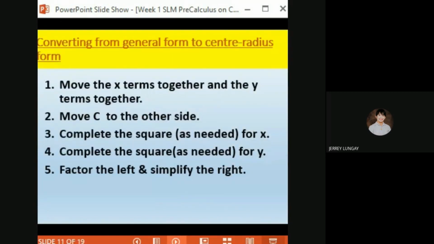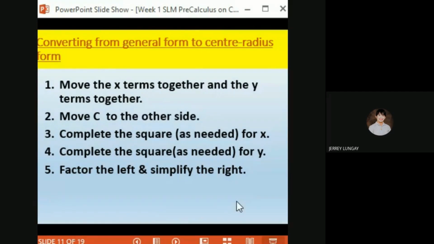Okay. Kindly read the slide, Fiona Bessin. Converting from general form to center radius form. Number one, move the x terms together and the y terms together. Second, move c to the other side. Third, complete the square as needed for x. Fourth, complete the square as needed for y. And the fifth, factor the left and simplify the right.